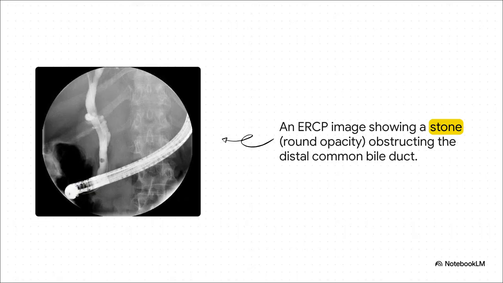And here you can see the culprit red-handed. This is a picture from an ERCP. The scope is down in the small intestine, shooting dye up into the bile duct. See that round spot where the dye can't get through? That's the stone. And the really cool thing about ERCP is that it's not just for taking pictures. You can actually use that same scope to go in there with a little basket and pull the stone out.